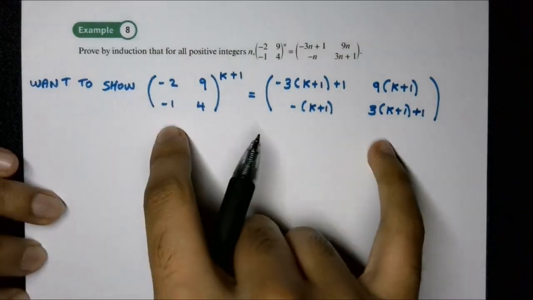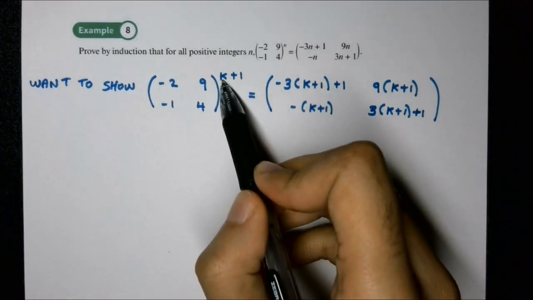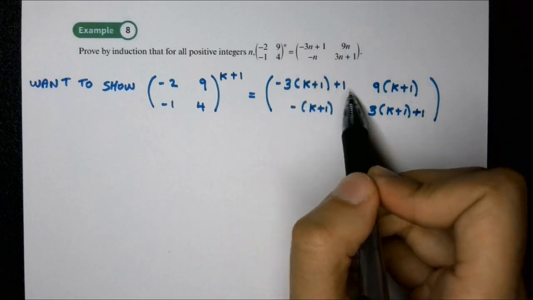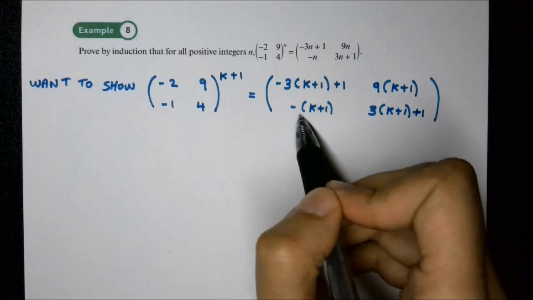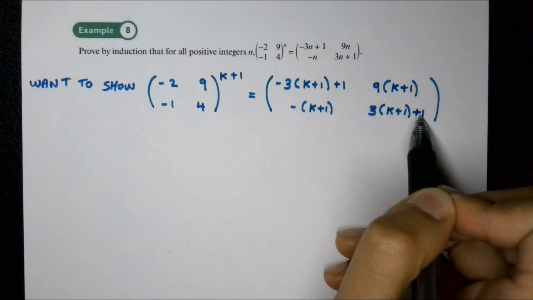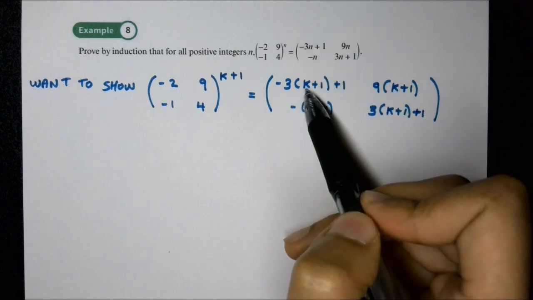We want to show this result over here. We've got minus 2, 9, minus 1, 4 to the power of k plus 1. This is equal to minus 3 lots of k plus 1 plus 1, 9 lots of k plus 1, minus, and then in brackets k plus 1, and 3 lots of k plus 1 plus 1. Essentially over here, the n's have been replaced with k plus 1.